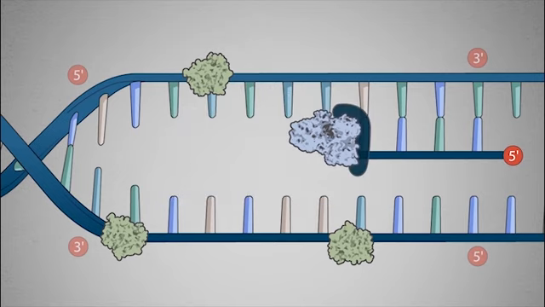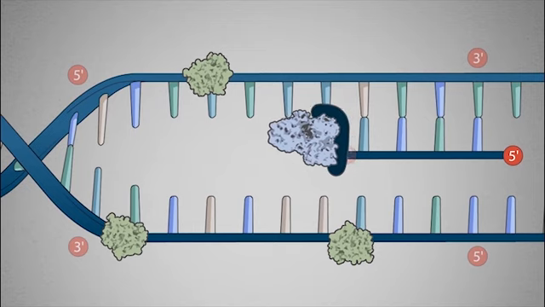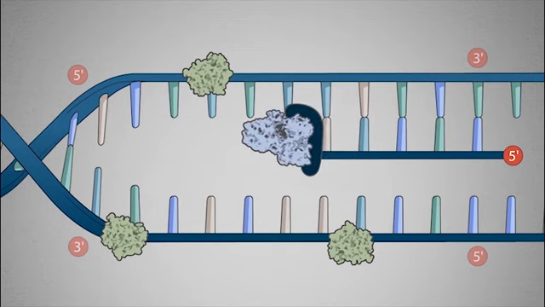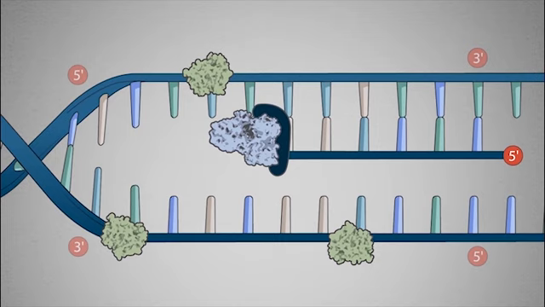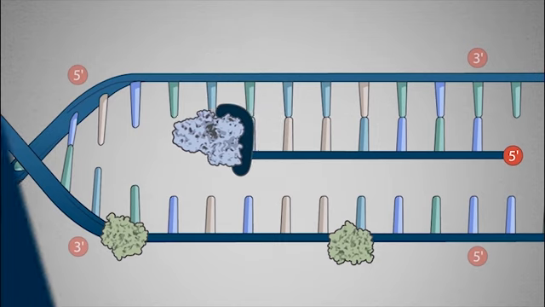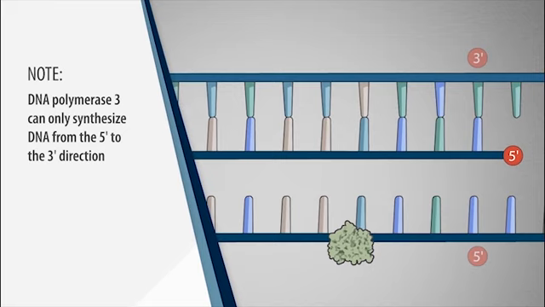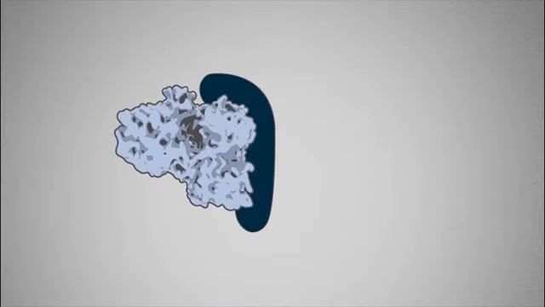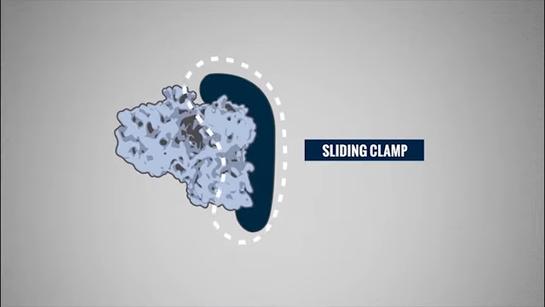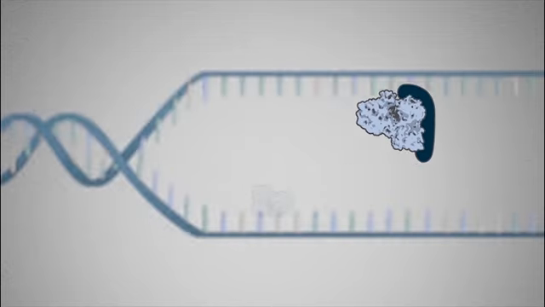The DNA polymerase starts at the 3' end of the RNA primer and, using the original DNA strand as a guide, begins to synthesize a new complementary DNA strand. Please note that DNA polymerase 3 can only synthesize DNA from the 5' to the 3' direction. The sliding clamp helps hold DNA polymerase 3 onto the DNA as it moves down the strand.